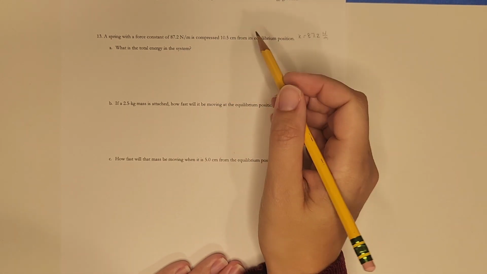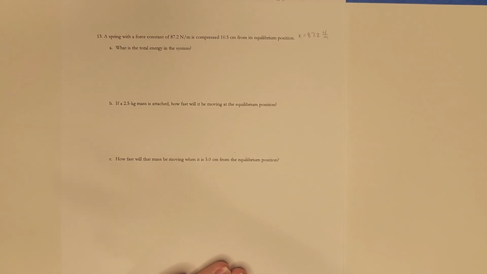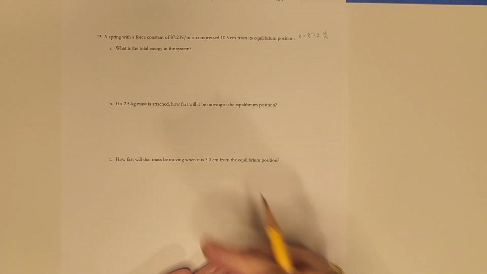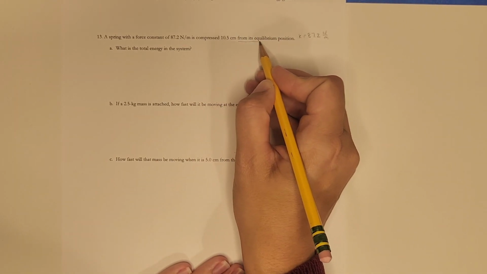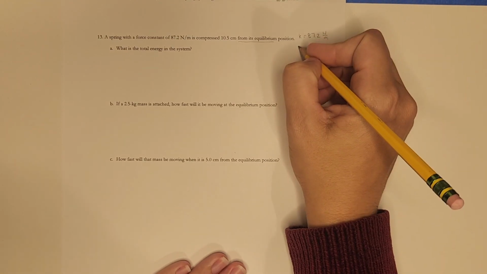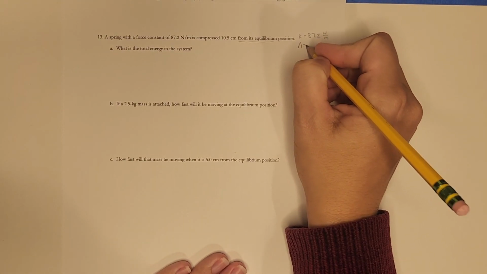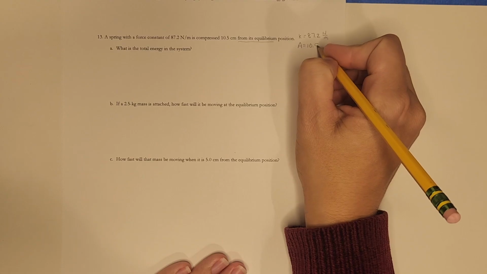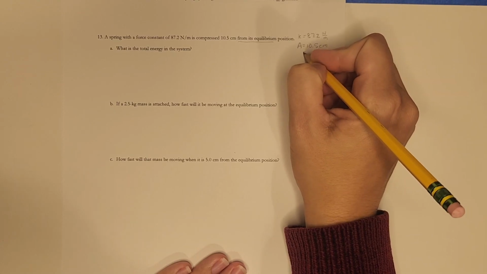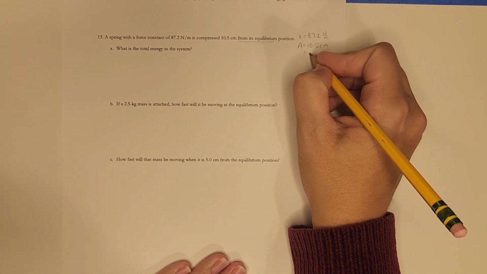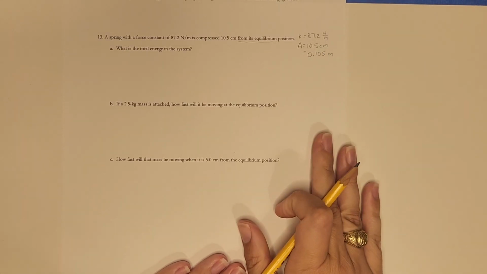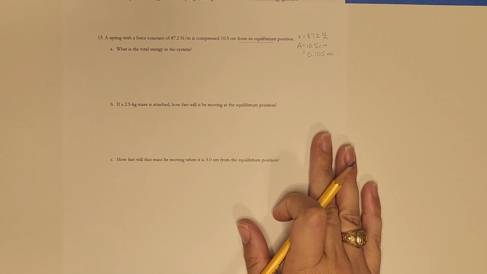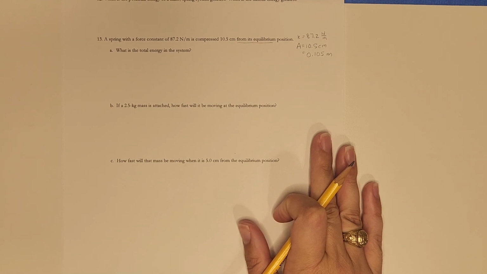So this is the key word, because when we are given this value, we're almost never going to be told it is the amplitude, okay? But it is a displacement from its equilibrium. And so this 10.5 centimeters equals our amplitude. And of course, we're going to convert that to meters. Right there. So our amplitude is 0.105 meters.